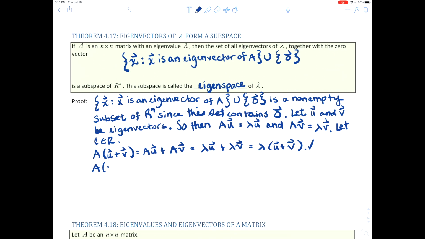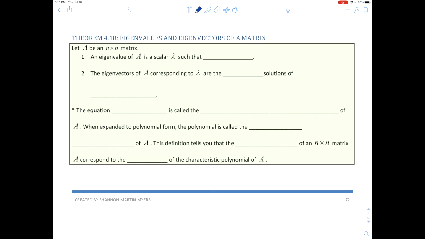A times C times U is equal to, good, C times A times U, which will be C times lambda times U, which is lambda times C times U. So we've shown closure under scalar multiplication. And now we've shown what is to be shown, right? Okay, so next up, eigenvalues and eigenvectors of a matrix.